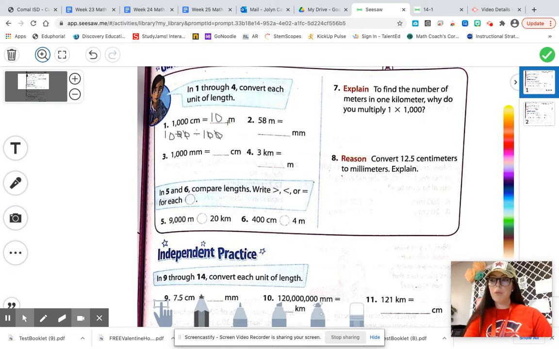So our answer then would just be 10, because we're going from a small unit to a large unit, so we're dividing. Okay, now on number 2, we're going from 58 meters to millimeters. This is going to be kind of a little bit more work. So first things first, we look at our chart. It goes meters to centimeters, and then centimeters to millimeters. So this is going to be kind of a 2-step problem. I'm going from a large unit to a small unit, so I'm multiplying. So I'm going to do 58 times 100, because that's going to get us down to centimeters. And remember, since we're just multiplying by 100, we take these 2 zeros and add them to the end. So we have 5,800.